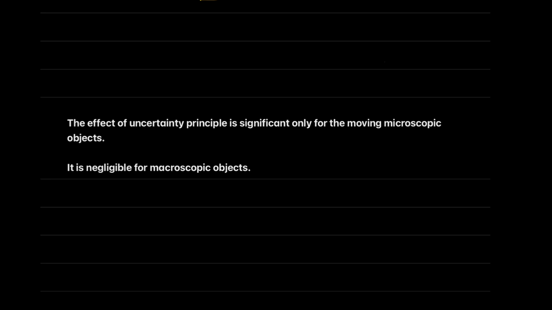For a reasonable uncertainty of 2% in its speed, the uncertainty in its position is in the range of 10 raised to the power of minus 34 meters, which is highly negligible. Therefore, we conclude that the effect of uncertainty principle is significant only for microscopic objects and it is negligible for macroscopic objects.